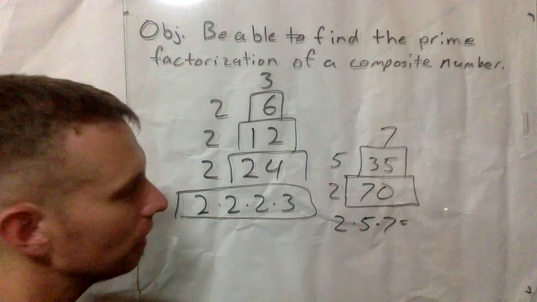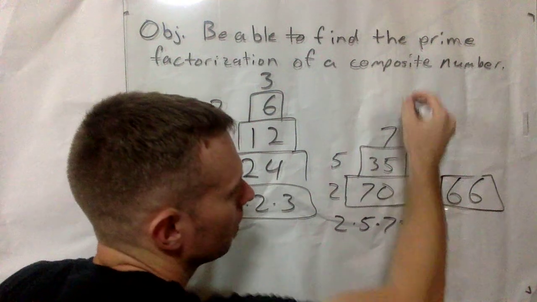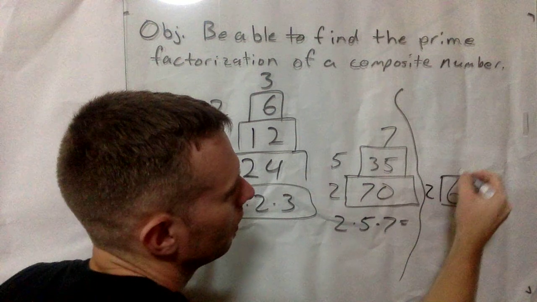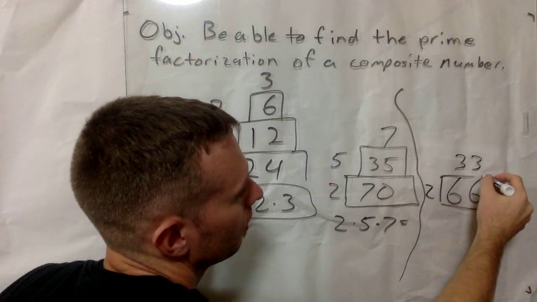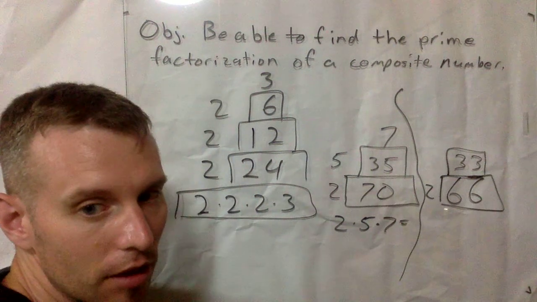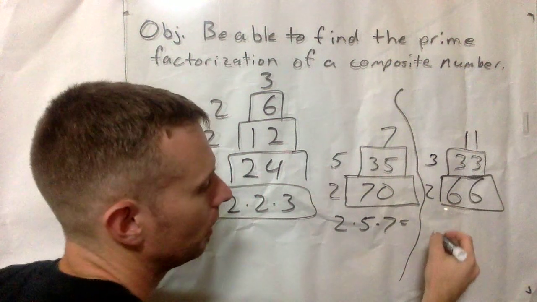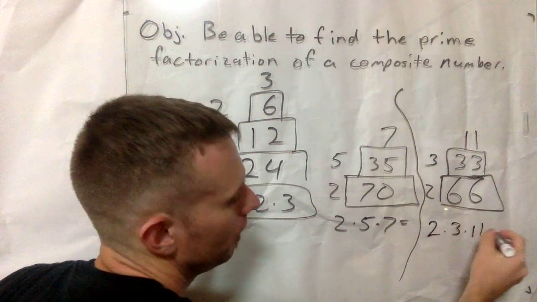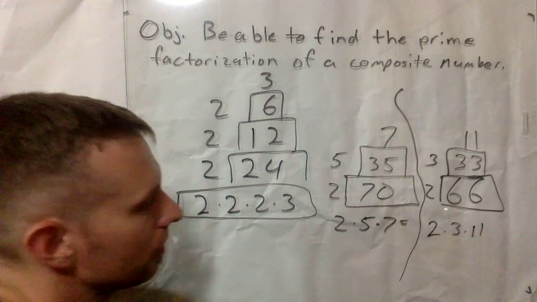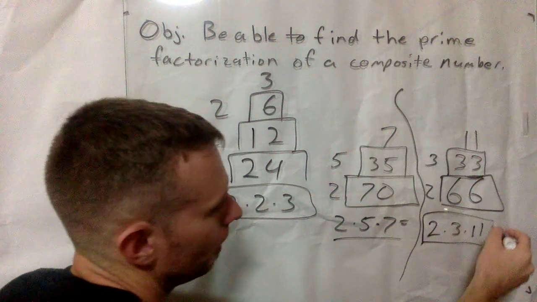Okay, last one we'll do with this method is 66. Okay, let me draw a line here so you don't get mixed up. We'll factor out a 2, and we're left with 33. Then I don't think we can factor out a 2, but we can factor out a 3, and we're left with 11. So 2 times 3 times 11. And 2 times 3 is 6, and 6 times 11 is 66. So here again is the prime factorization for that one.